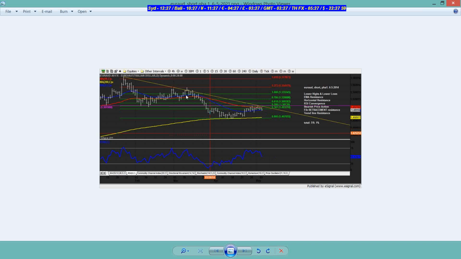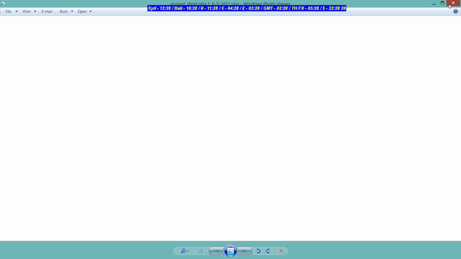Your Fibonacci you've drawn from that high there, that's fair enough. It's good. Lower highs, lower lows, MA resistance, horizontal resistance, RSI convergence. Yep. Price action, risk 1%. Okay, just your trend line's wrong. The rest of it's good.